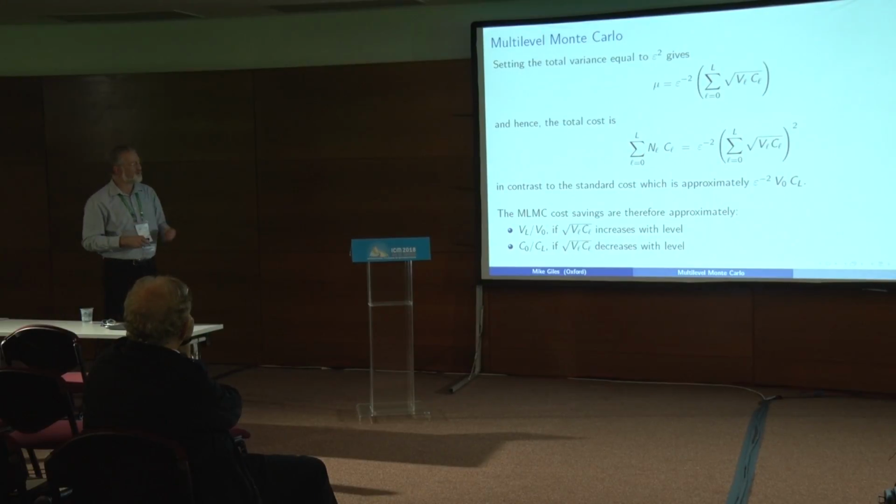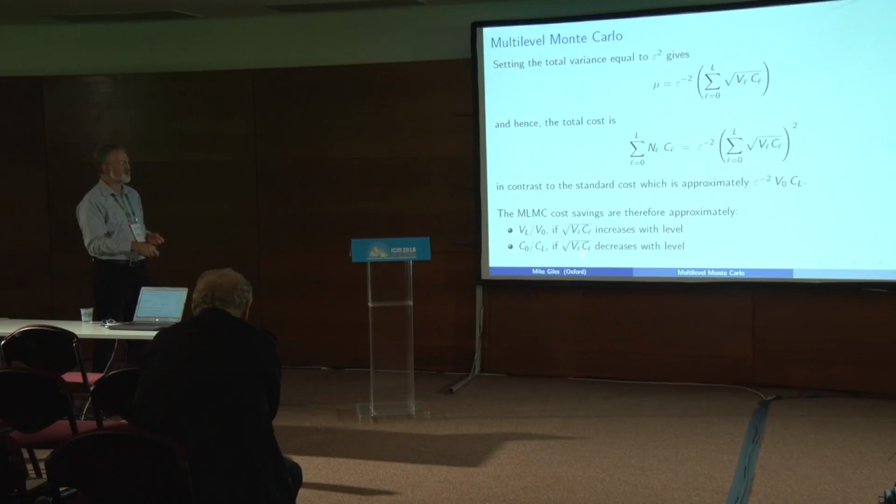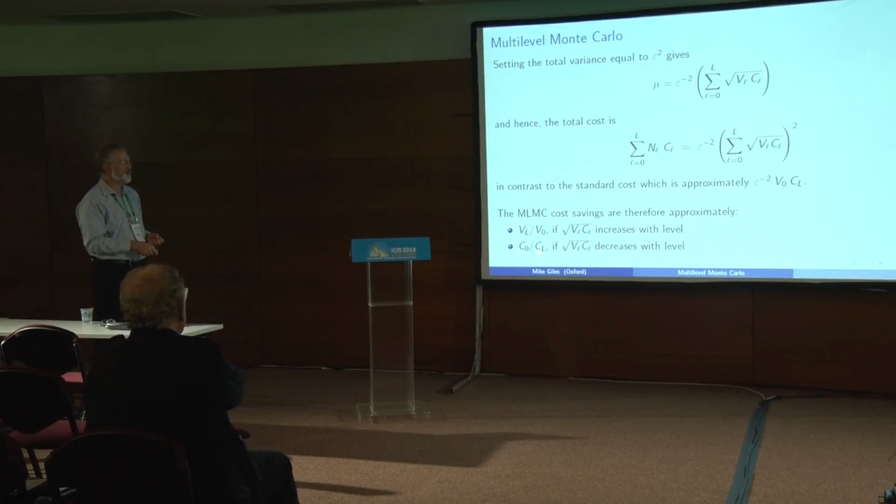The expression for the savings depends on whether this product is increasing with level or decreasing with level. But either way, you win out. You either win out because the variance of the difference on the finest level is much smaller than the variance itself on the finest level, which is roughly the variance on the coarsest level, or you win out because the cost on the coarsest level is much less than the cost on the finest level.